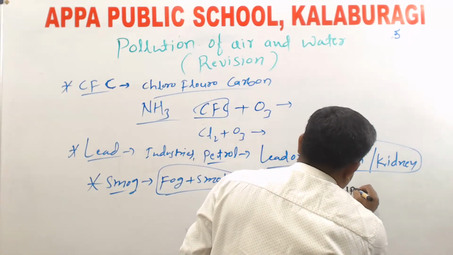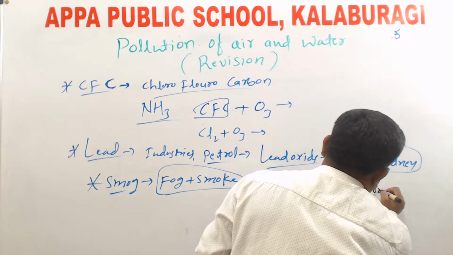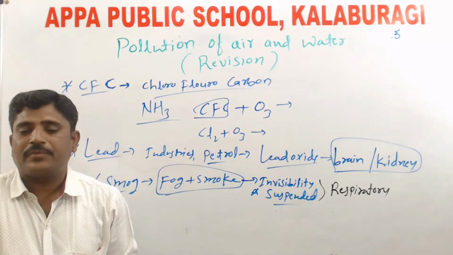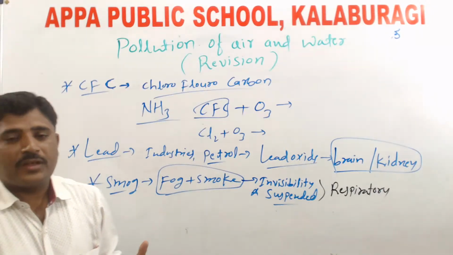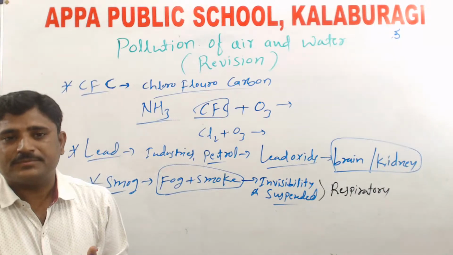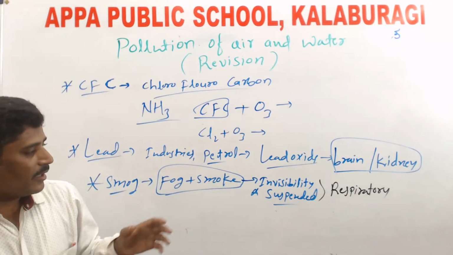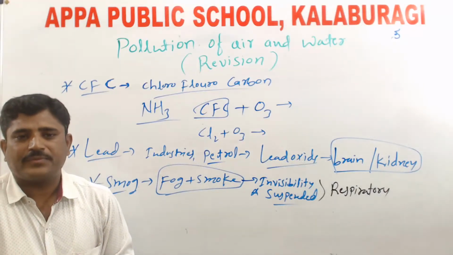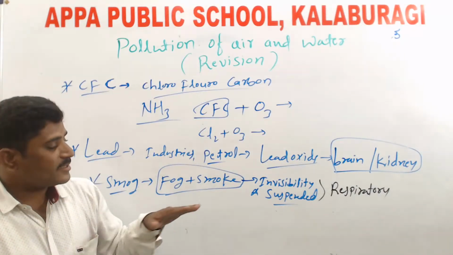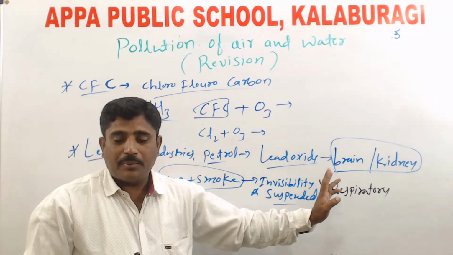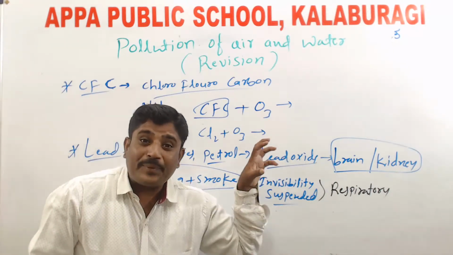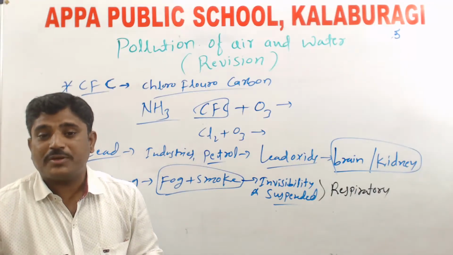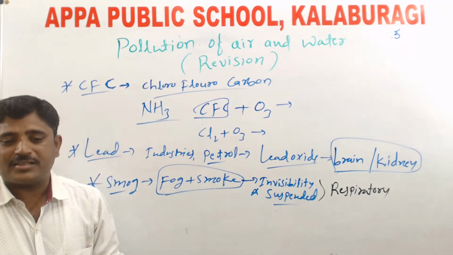Respiratory system. It may be cough, breathing problem, or chest pain. Totally you can write it commonly as respiratory system. It affects the lungs, causing breathing problems, pain in breathing, and difficulty in breathing.